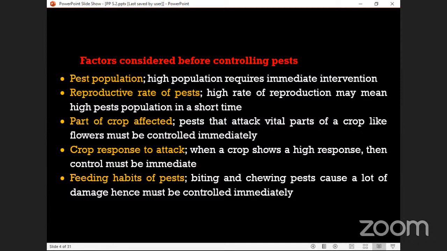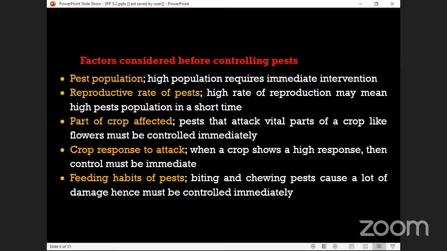Part of crop affected. Pests that attack vital parts of the crop, like the flowers, must be controlled immediately, because all of us know that a flower is the most reproductive part of the plant. Once the flowers are destroyed, there's no way we can get seeds, because seeds are formed from the ovules. But if they attack the branches, maybe we could take some time without controlling, because the branches are the less vital parts of the crop or plant.